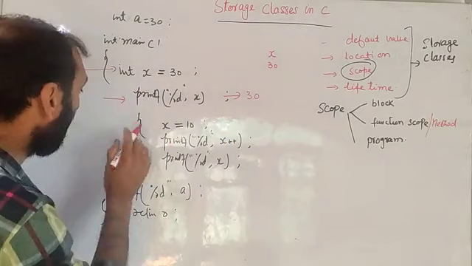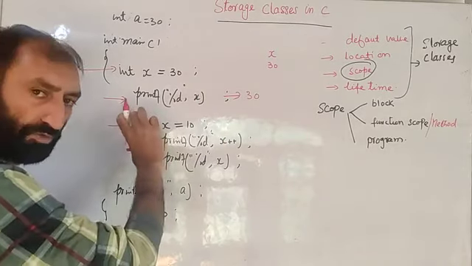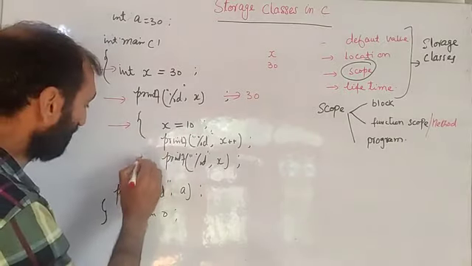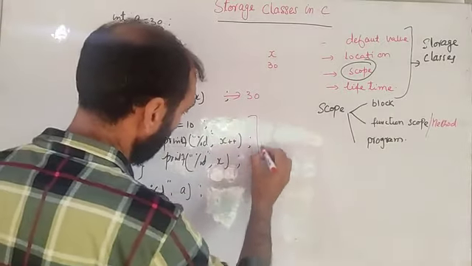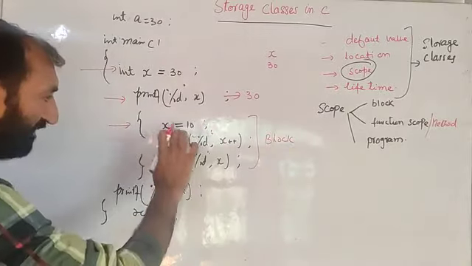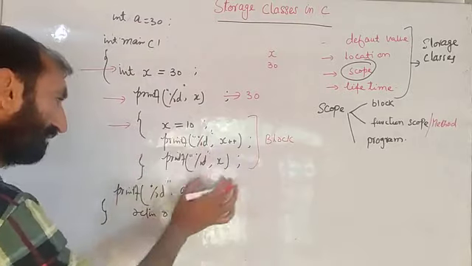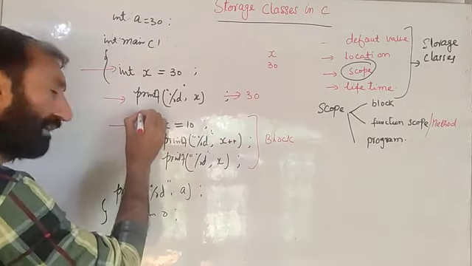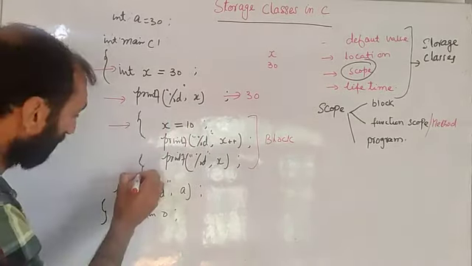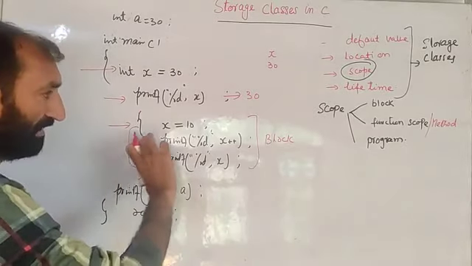Now after that, here there is an opening curly brace, and this is called a block. These three instructions, x equal to 10, printf %d x plus plus, and the next printf, belong to this block. From this opening brace to this closing brace, it is a block.